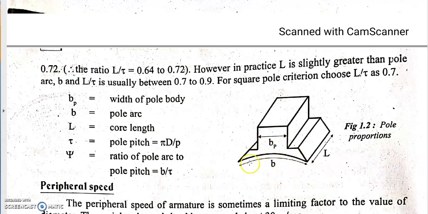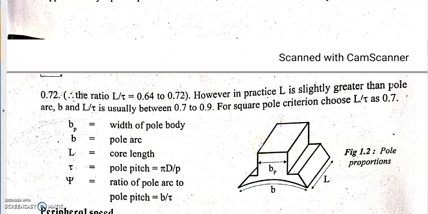Suppose if this B and L are equal, it is a square pole construction. But in actual practical cases, this length will be slightly greater than this pole arc length. So that is rectangular pole construction. So this square pole, rectangular pole, or sometimes circular pole will also be used.